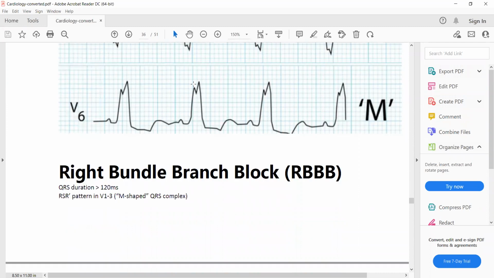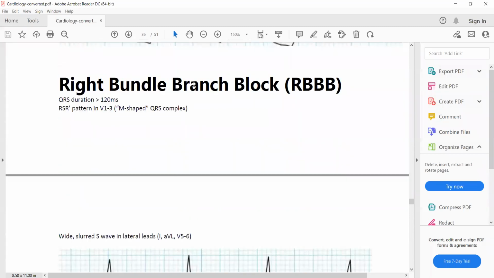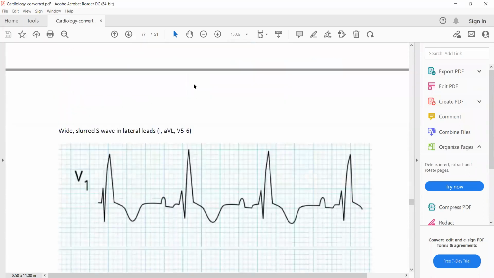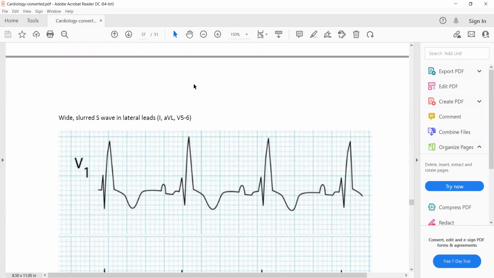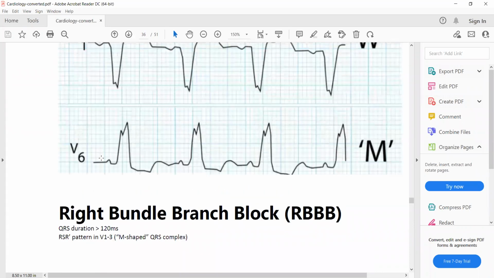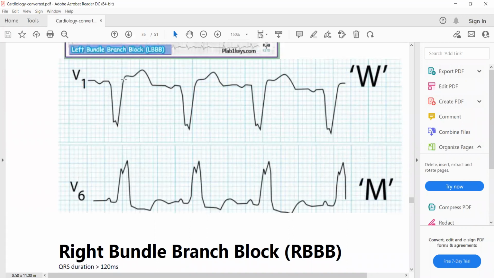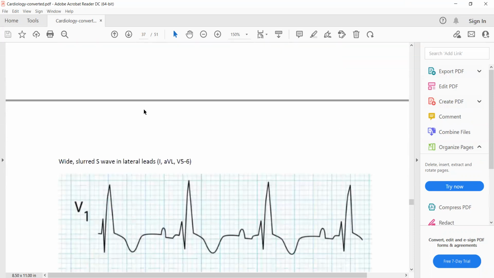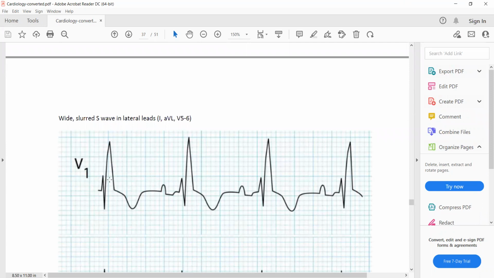Now, how can right bundle branch block be diagnosed on ECG? You can differentiate a right bundle branch block and left bundle branch block by looking at the QRS complexes in lead V1. In left bundle branch block, the QRS complexes are inverted and W-shaped, as in this diagram, while in right bundle branch block, the QRS complexes are like this. They are forming an M. This is the formation of an M in V1. There is an R wave. As I already told you, the first positive wave is the R wave. So this small wave is the R wave. Then this negative wave is the S wave.